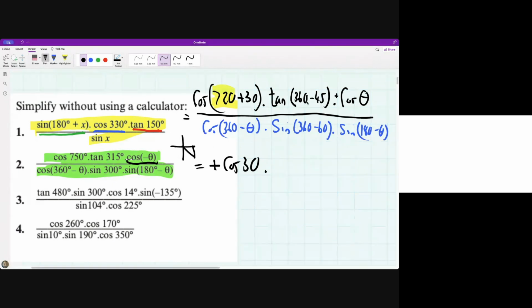Now, with this one, I wrote it like this so that I could see I'm in quadrant number 4. So 360 minus 45, I'm going to be in quadrant number 4. And in that quadrant, tan is negative, so it'll be negative tan 45. And then I changed this from a negative angle because for cos, if you're in this quadrant, so a negative angle goes here, cos is always positive. So that's why I can get this as cos theta.